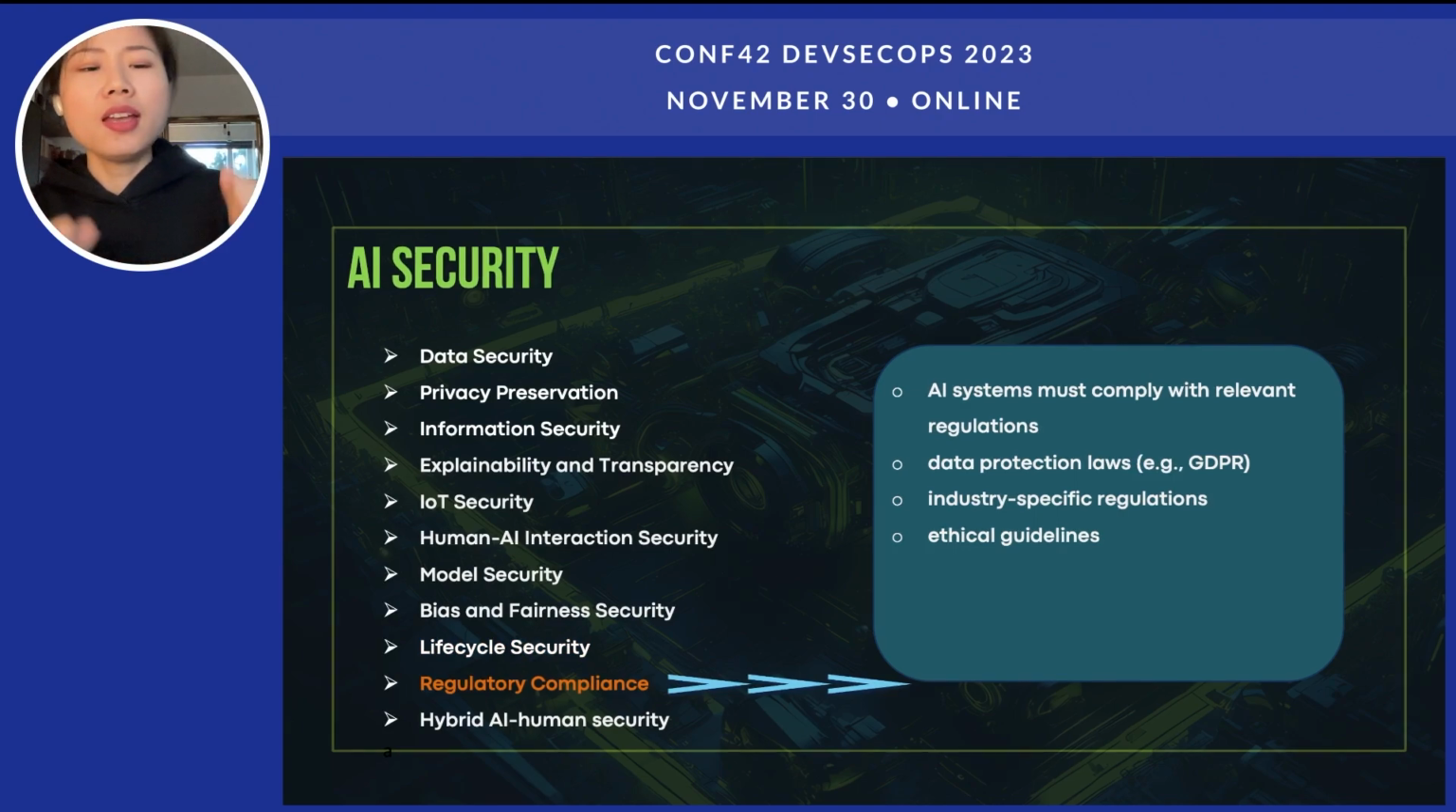And then regulatory compliance. If we just rely on the AI firms themselves to have a warm heart, a good heart, to help technology go in the right direction, it's ridiculous. We cannot rely on them. We need to involve regulations and legislation, for example data protection laws like the GDPR, or industry-specific regulations and ethical guidelines, right?